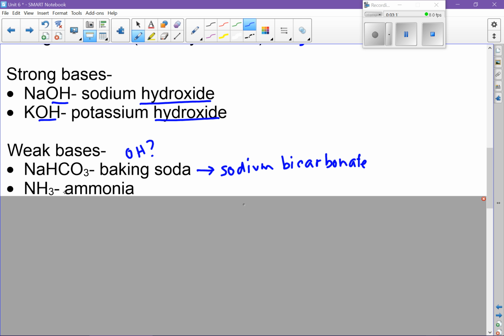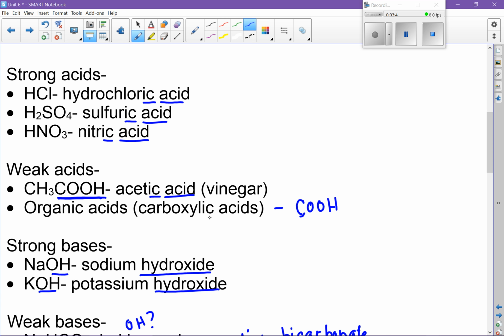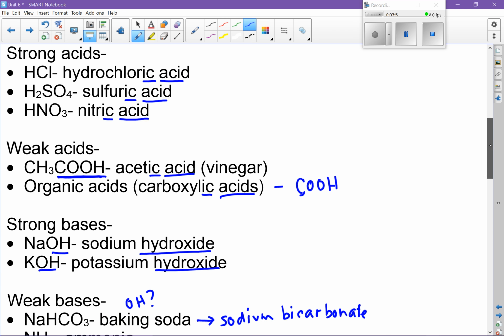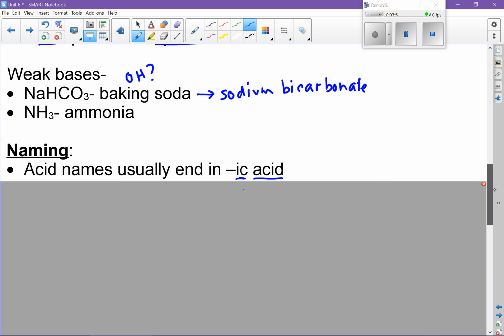Okay. So when we name these acids and bases, you'll usually know that something is an acid because the ending of it will be something-ic acid, like hydrochloric acid, sulfuric acid, nitric acid, acetic acid, carboxylic acid. So that's how all of them are named, and that's going to be another clue to help you figure out, well, is that an acid or not?